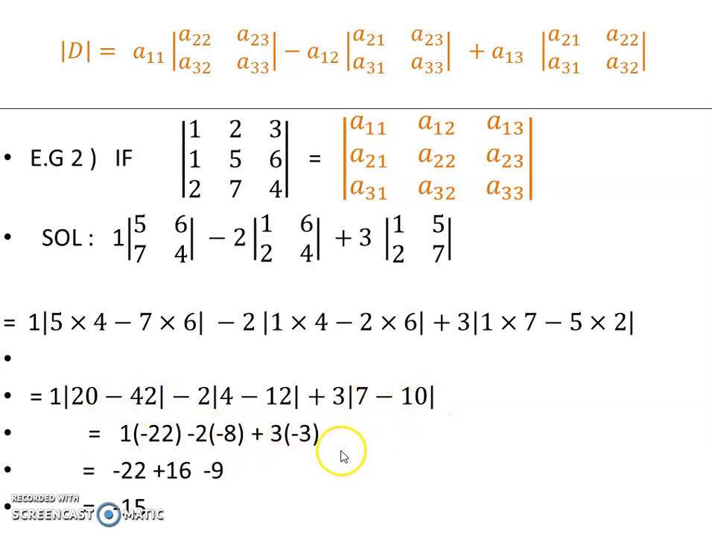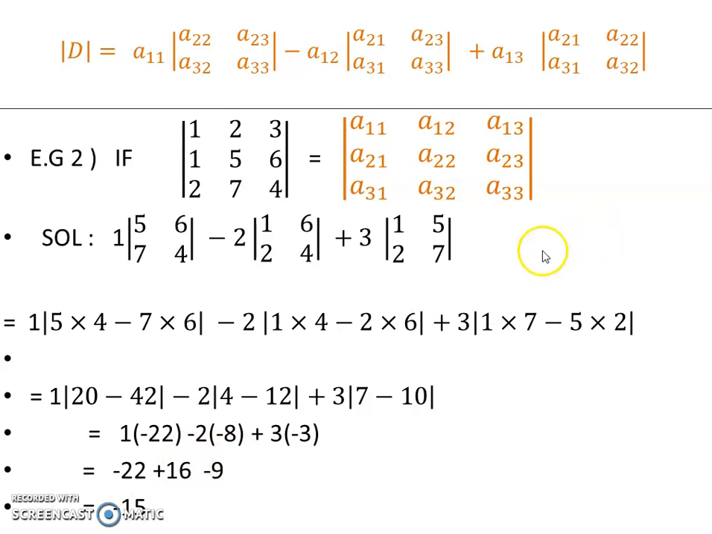7 minus 10 is minus 3. So we have the minus 22 into 1, minus 22. Minus 2 into minus 8. Be careful, minus into minus is plus. So plus 16, and 3 minus 3, negative into positive is always negative. So we derive minus 9. We have to simplify. We derive the final answer is minus 15.